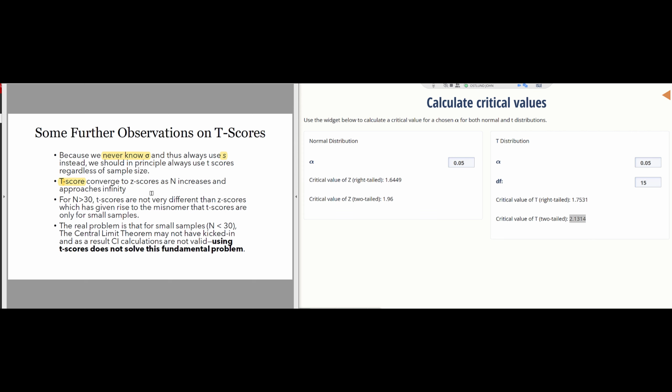We use t-scores rather than z-scores when we compute our confidence intervals. Now, as n gets larger, the t-scores converge to the z-scores. And here we're suggesting that once the sample size has gotten to 30 or more, the t-scores are not particularly different from the z-scores, and you can get away with using the z-scores.